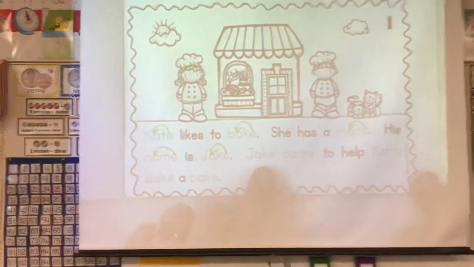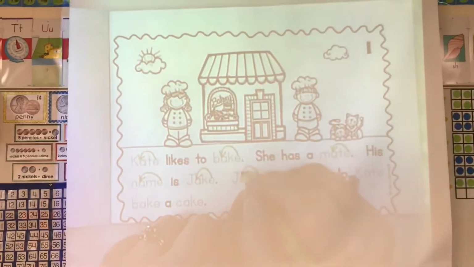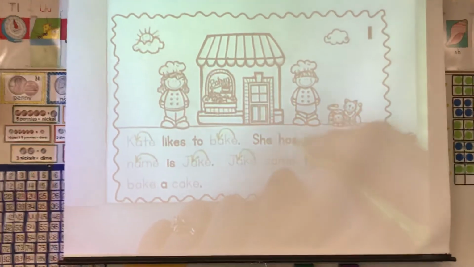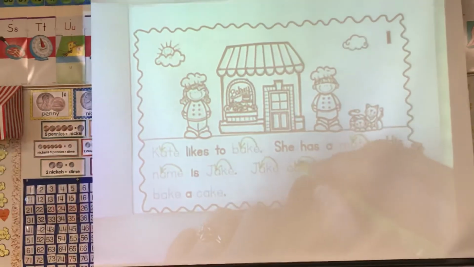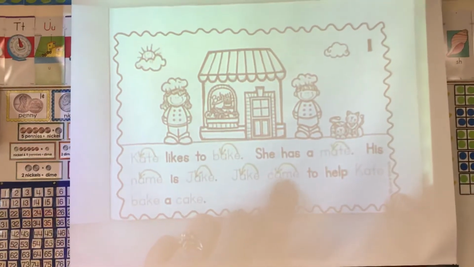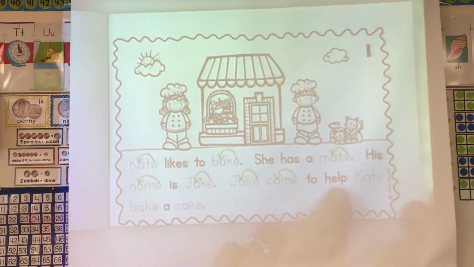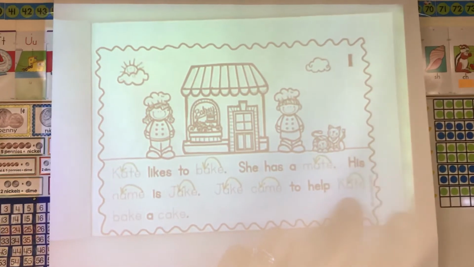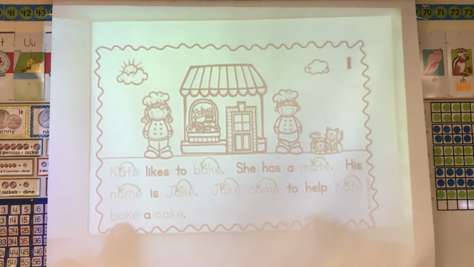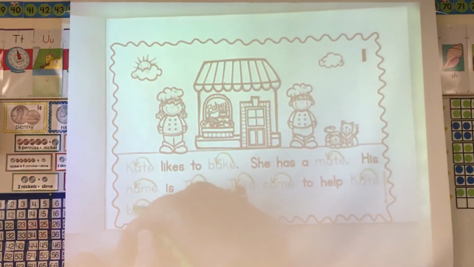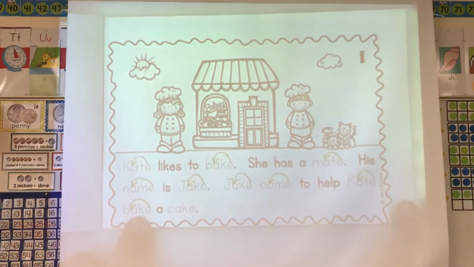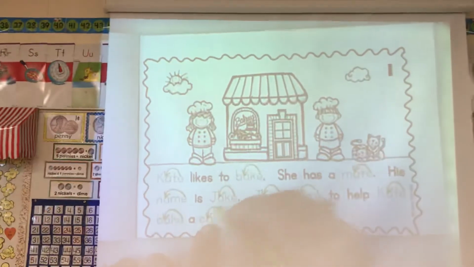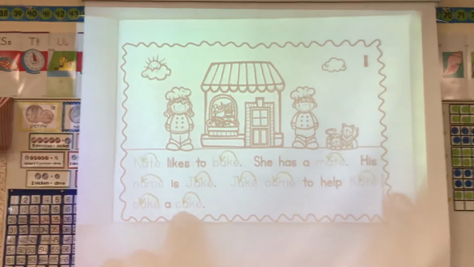Jake. Draw an arrow from the E to the A. Jake. Draw an arrow from the E to the A. Aim. Came to help. Draw an arrow from the E to the A. Kate. Draw an arrow from the E to the A. Bake. A. Draw an arrow from the E to the A. Cake.